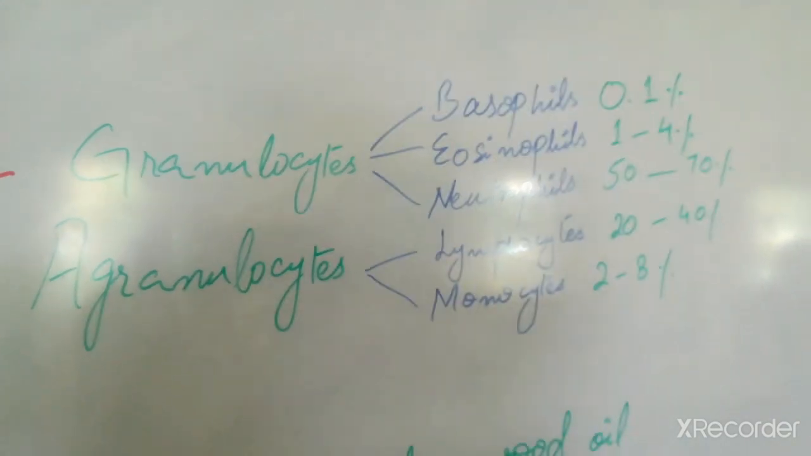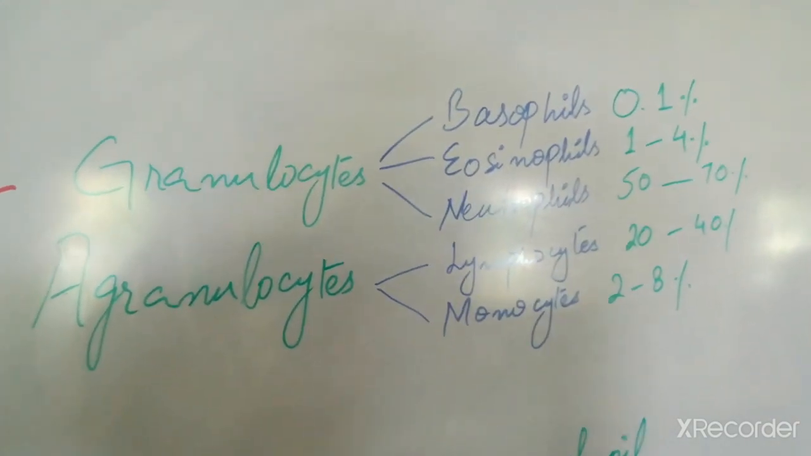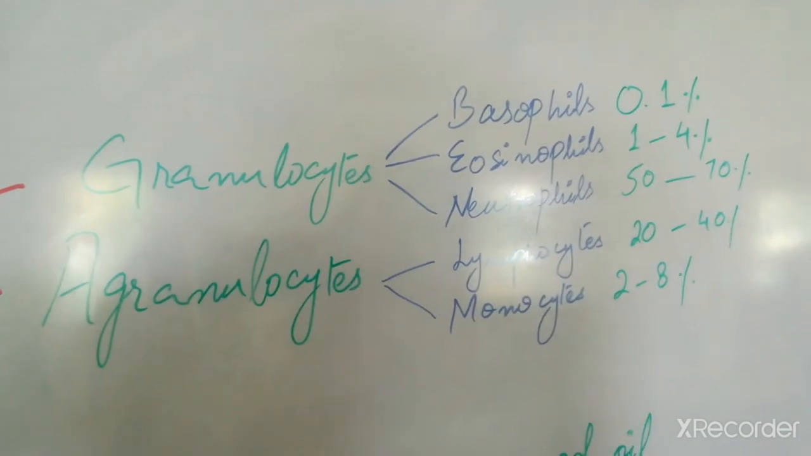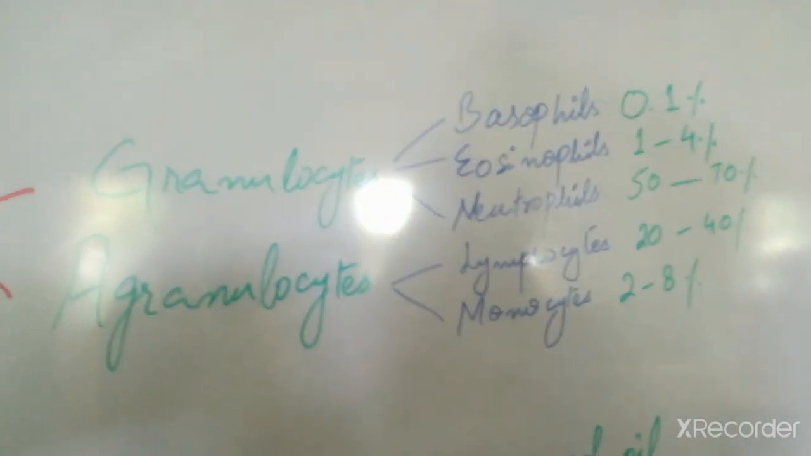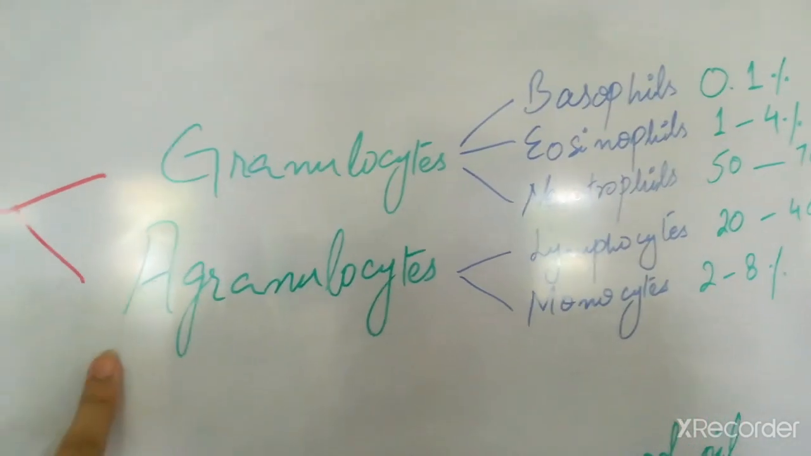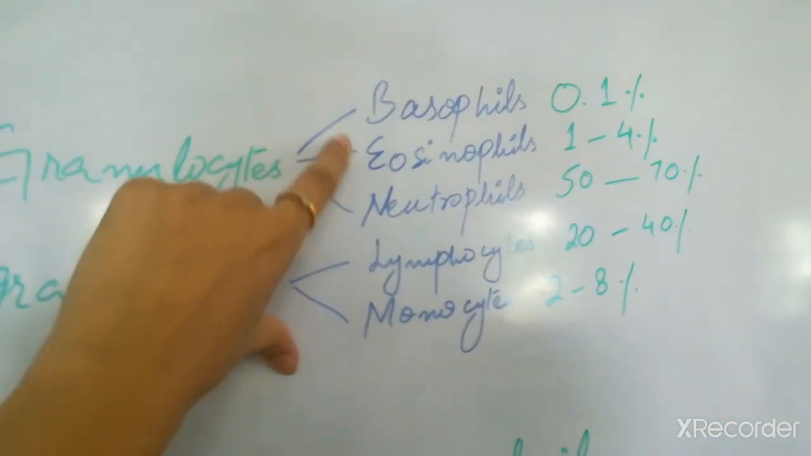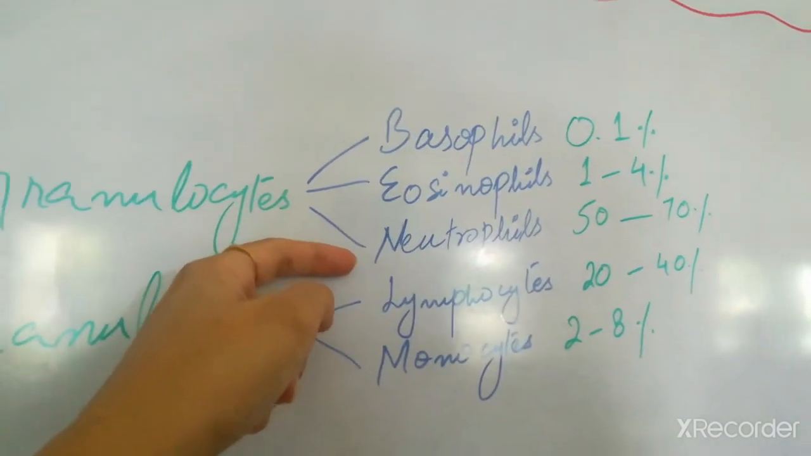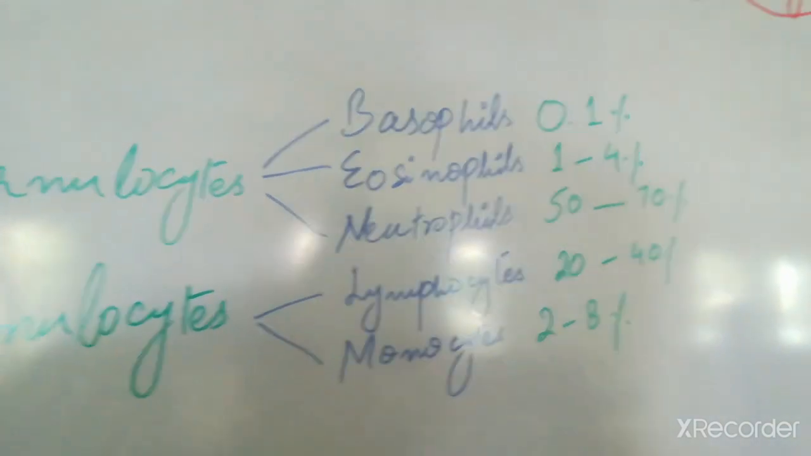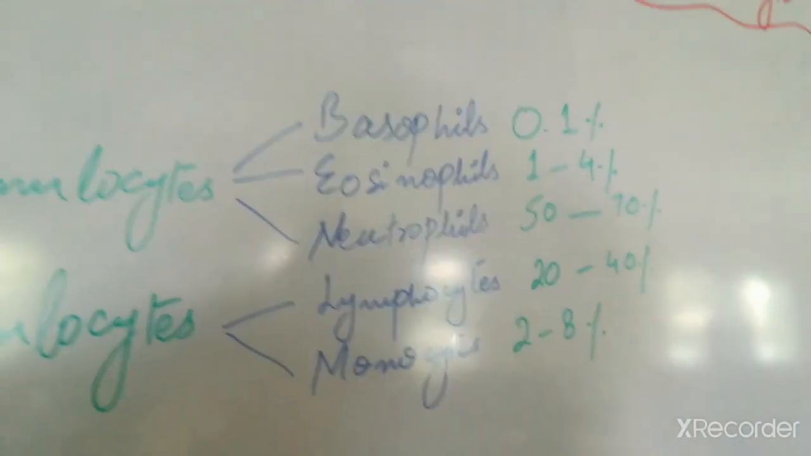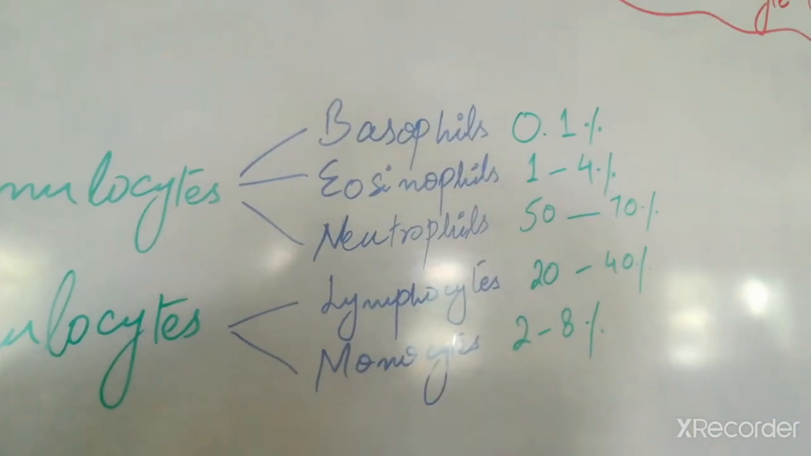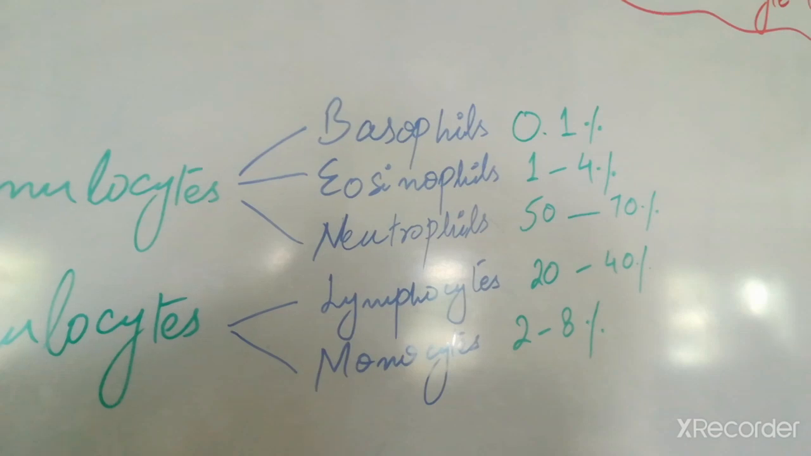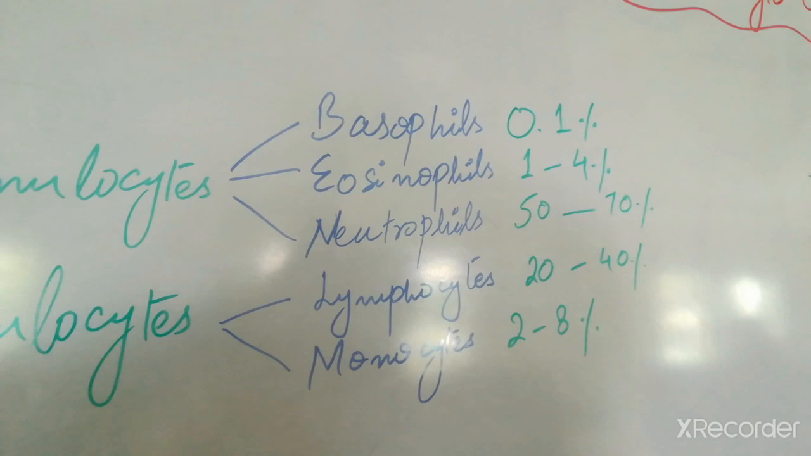Okay, so let's study about the classification of WBCs. So it will help us to identify them on the slides. Firstly, we have granulocytes and agranulocytes. So I made a mnemonic for granulocytes, that is BEN. Firstly, we have basophils, then eosinophils, and then neutrophils. The quantity of basophils in our single blood drop would be approximately 0.1%. Eosinophils would be approximately 1 to 4%, while neutrophils would be 50 to 70%.